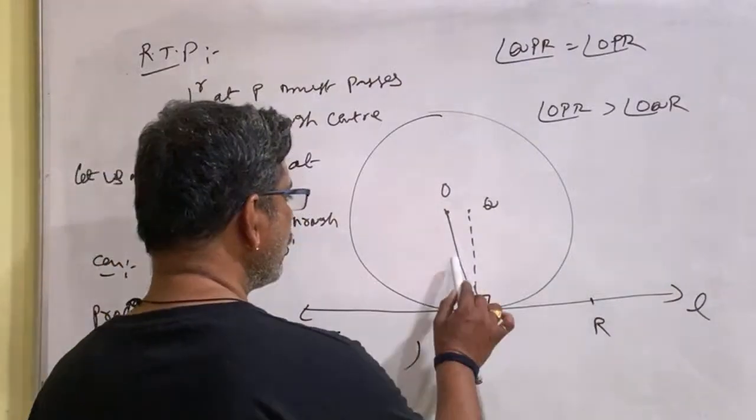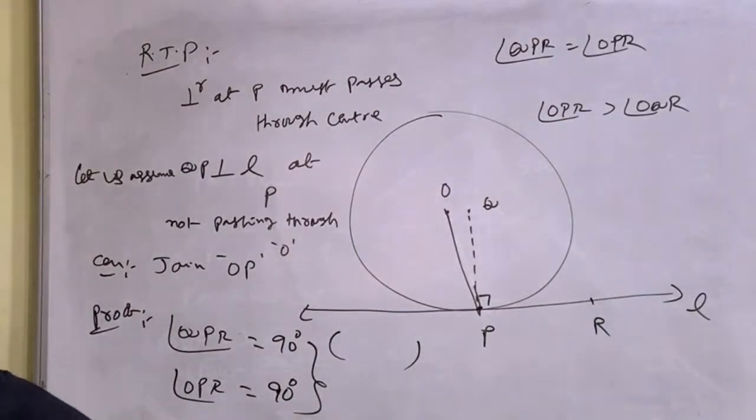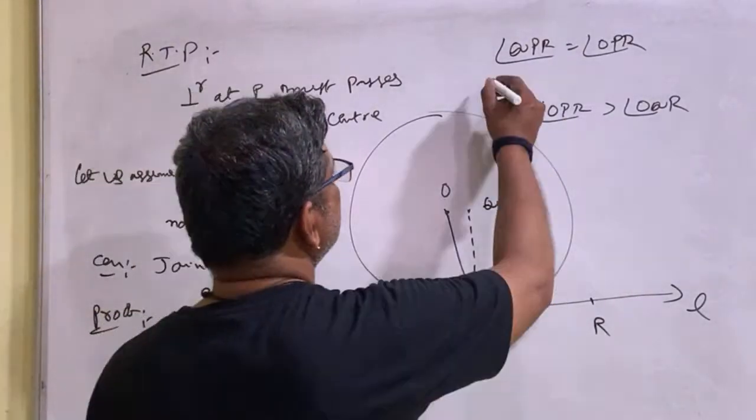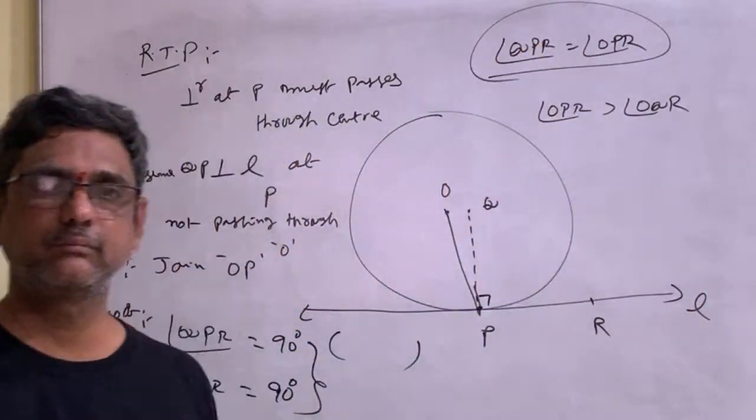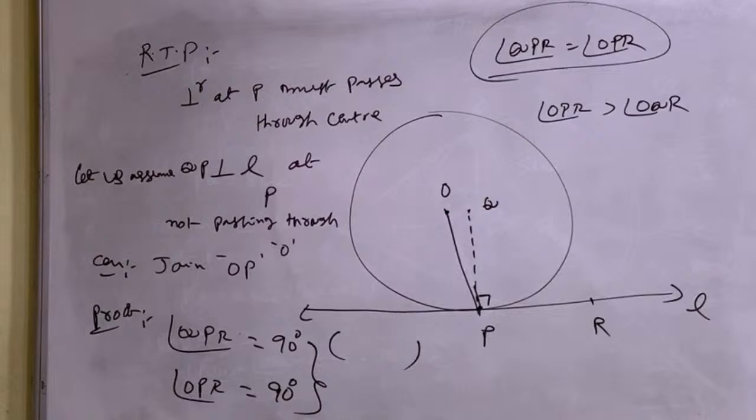That means OP and QP must coincide with each other. They must coincide, otherwise this will not happen. They must coincide, OP and QP. That means the perpendicular that is drawn at the point of contact must pass through the center of the circle. Okay?